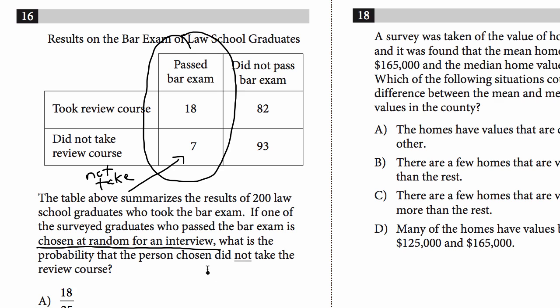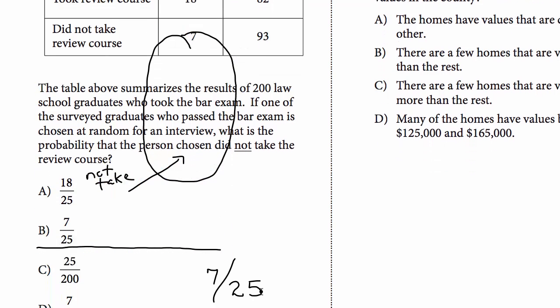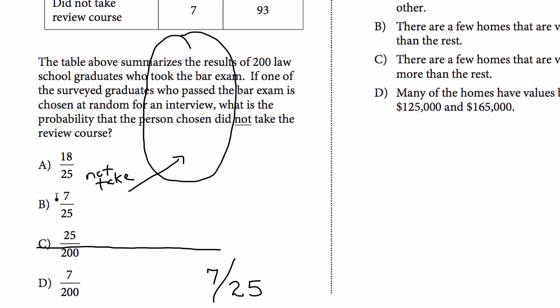So all we're going to do is, that's 7 people out of a possible 25 to choose from. And that's really all you're going to do. So let's scroll down. 7 out of 25 right there. Choice B. And that's your answer. And you're done.